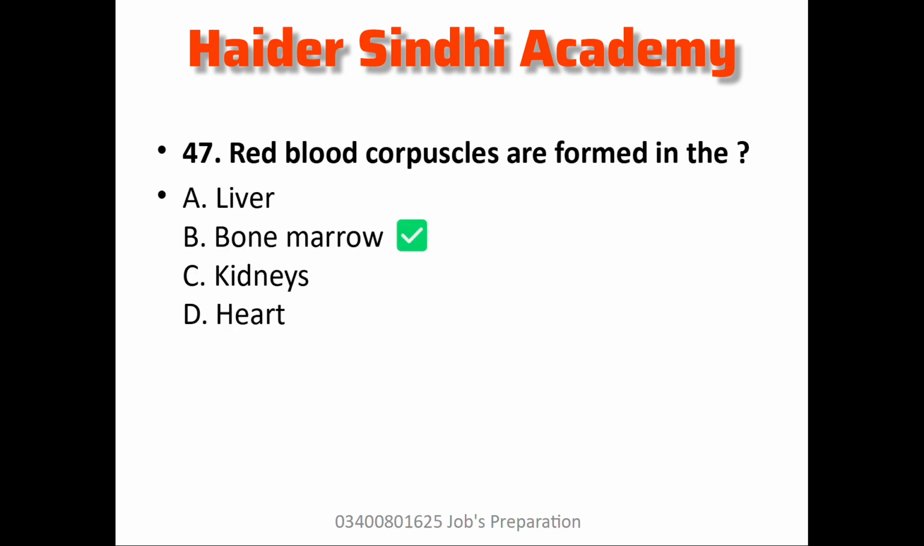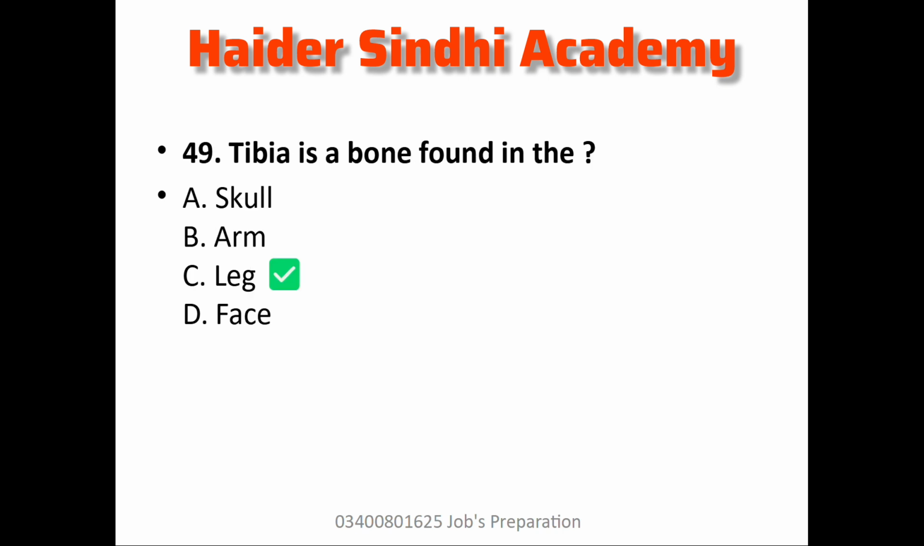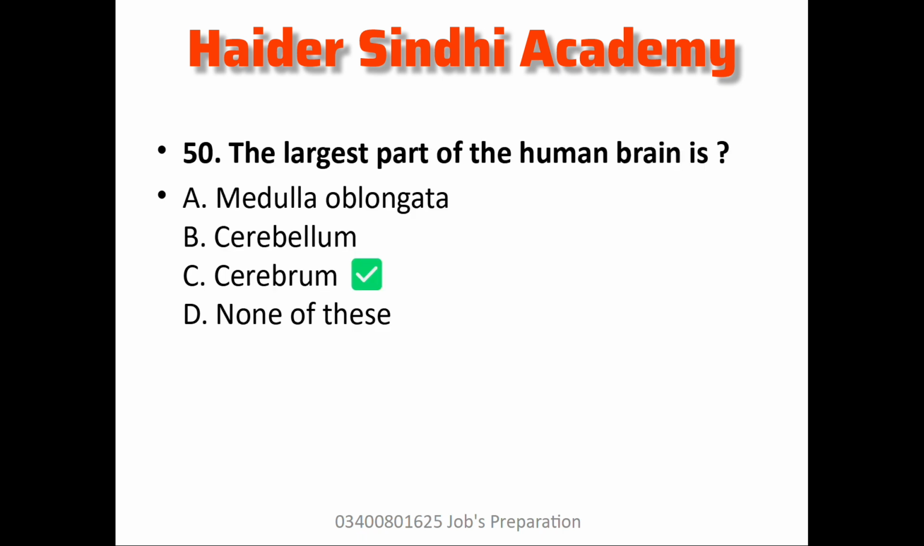Red blood corpuscles are formed in bone marrow. Option B is the correct option. Tibia is the bone found in leg. तो आपको बोन्स के रिलेटेड जो भी क्वेश्चंस हैं वो आपको याद होने लाजमी है. The largest part of human brain is cerebrum is the correct option.